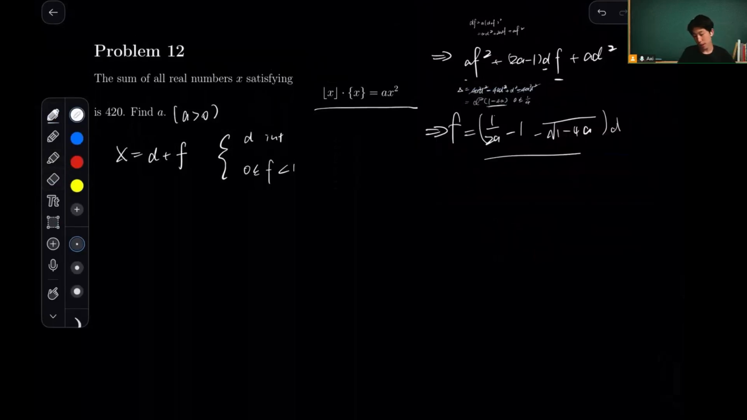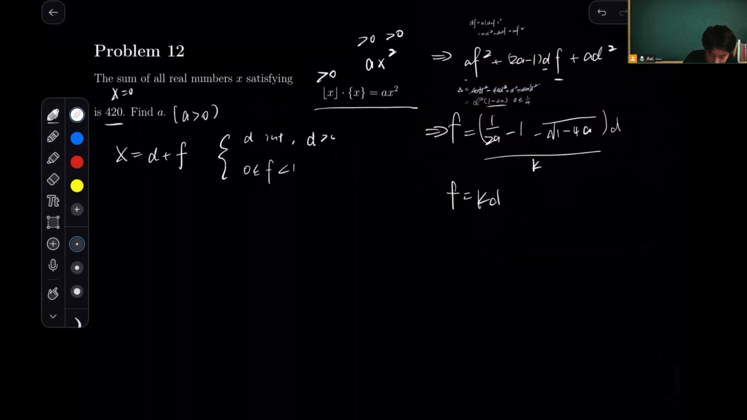Well, this looks like a mess, so we replace it with k. F then is equal to k times d. Now, let's analyze the constraints a bit further because we're a little stuck. Since a times x squared is greater than 0, because if x is equal to 0, it just doesn't contribute to the count of 420, so we don't need to consider it. Then that means the left-hand side must also be greater than 0. So we gain stronger constraints because d must be positive and f cannot be 0. These are some better constraints.